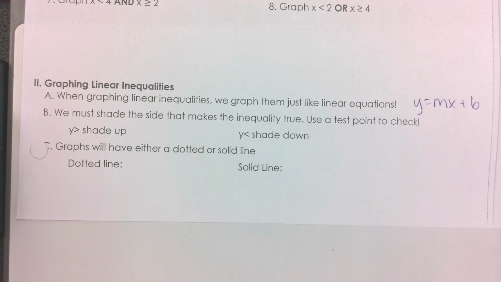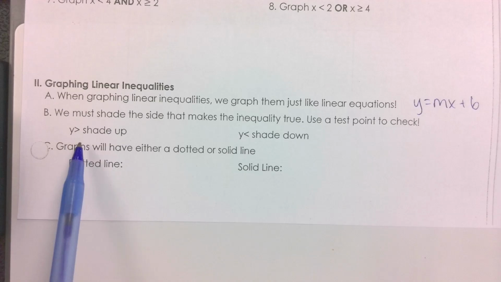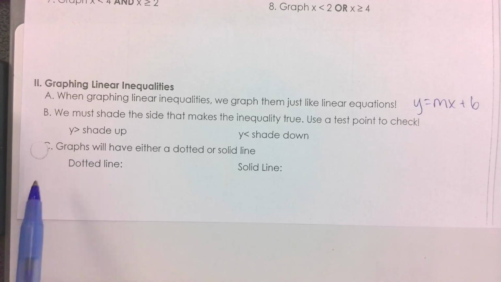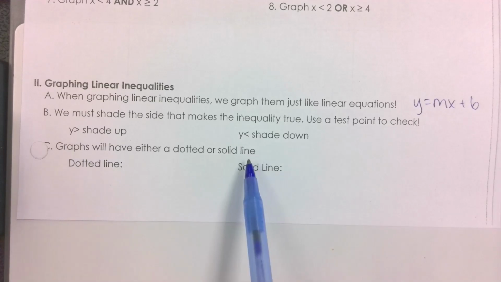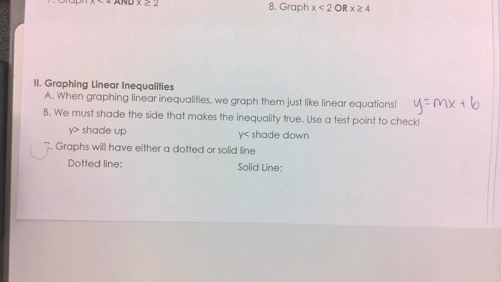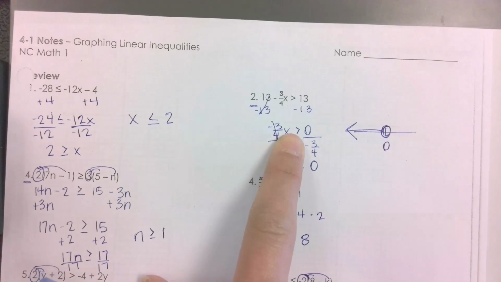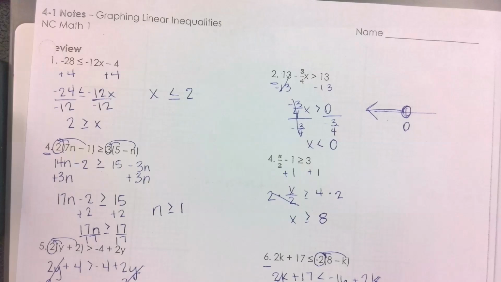What's going to be different? If it says y is greater than, we're going to have to shade it up. If it says y is less than, we're going to have to shade below. So that's going back to how we shaded with the number lines. Do y'all remember doing that? Like we did up here. So we had the 0 and we shaded. So now we've got an entire line that we have to shade, okay?